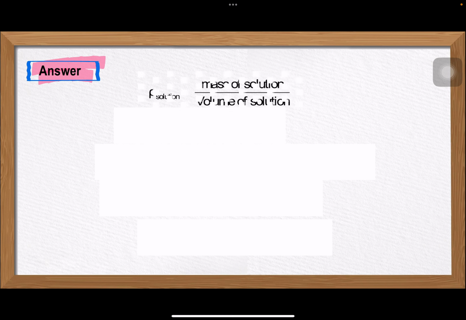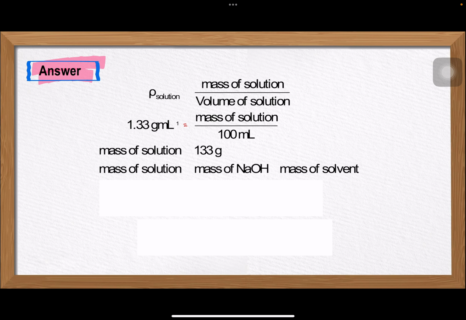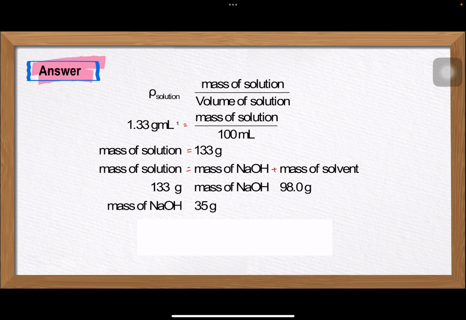At first, from the density, we can identify the mass of the solution. We already know the volume of solution, so we need to know the mass of solution. Using the formula of density, we get the mass of solution is 133 gram. The mass of solution is mass of solute plus mass of solvent, so mass of NaOH plus mass of solvent. We already know the mass of the solvent is 98 gram. From this we can identify the mass of NaOH.